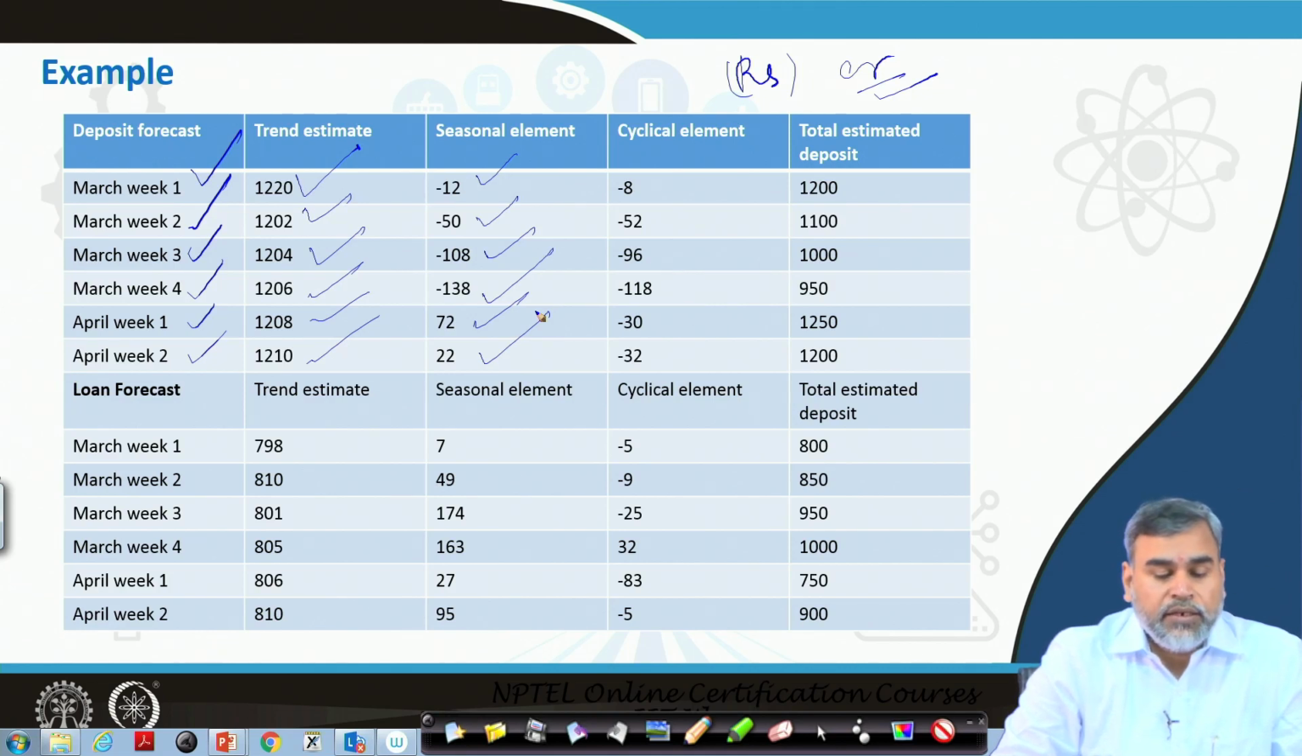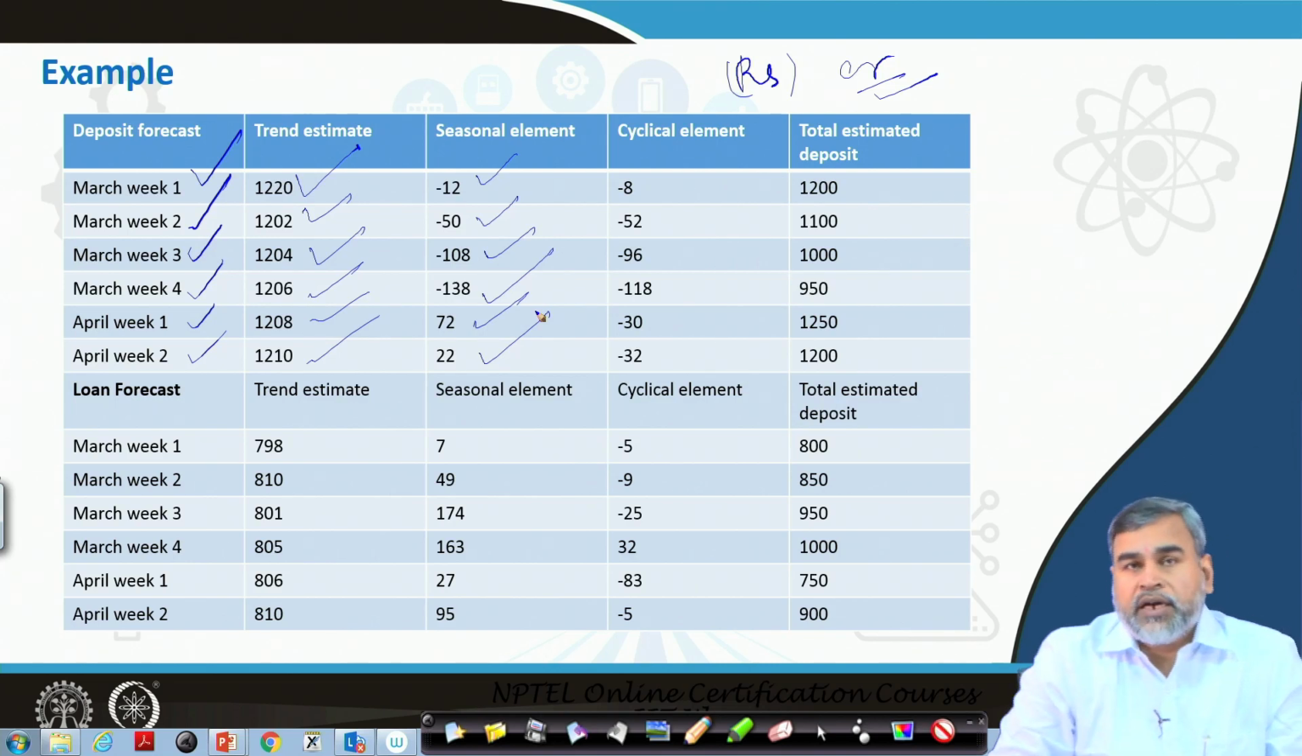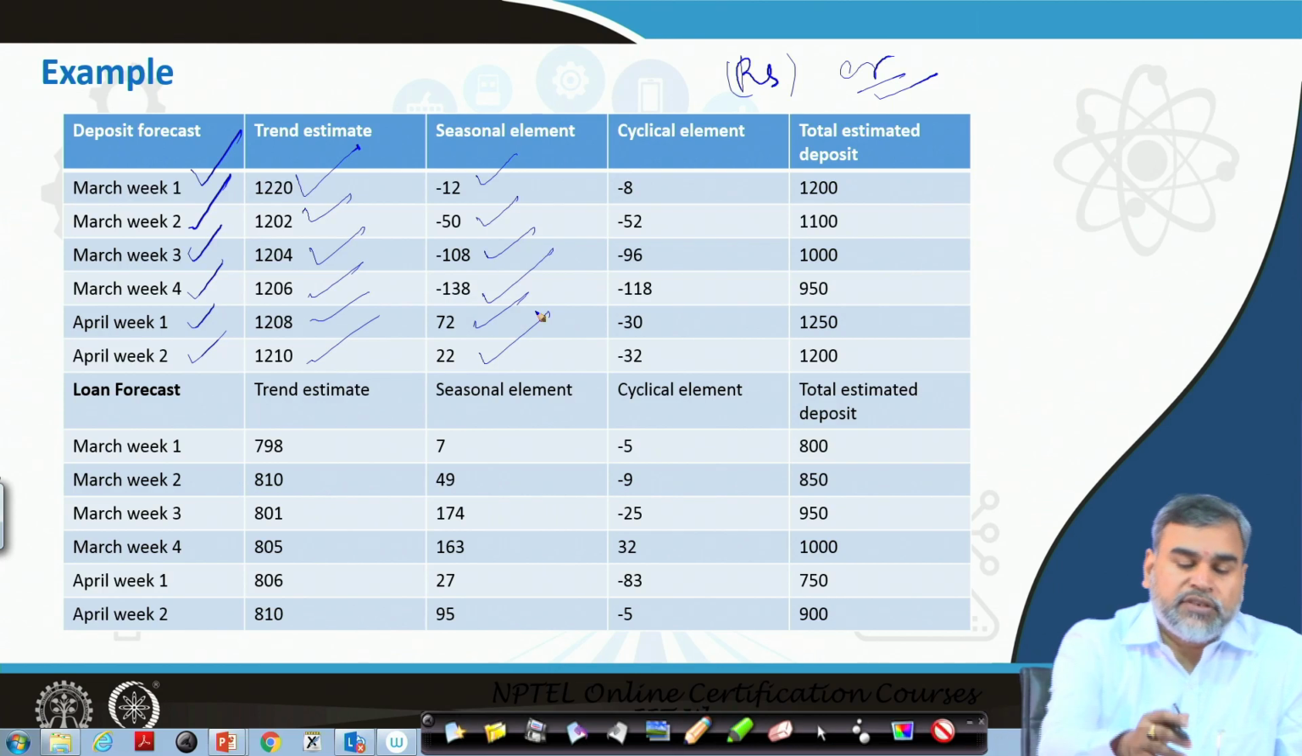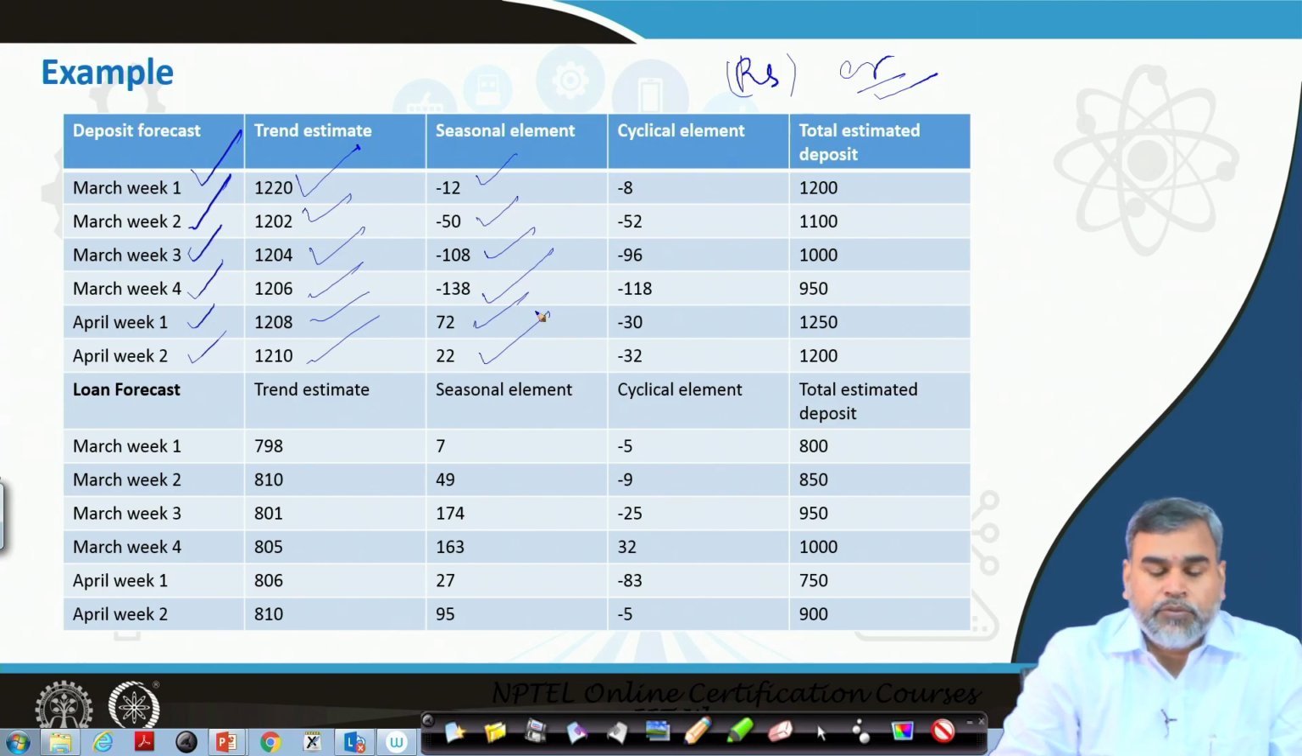So, then the cyclical component, also in the same way we have calculated, is due to the macroeconomic fundamentals, due to the fluctuations and all. So, this is the cyclical component that we have observed in that particular context. Then if you add up these 3, 1220 plus minus 12 plus minus 8, it will be 1200, which is the total estimated deposit in the first week of March.